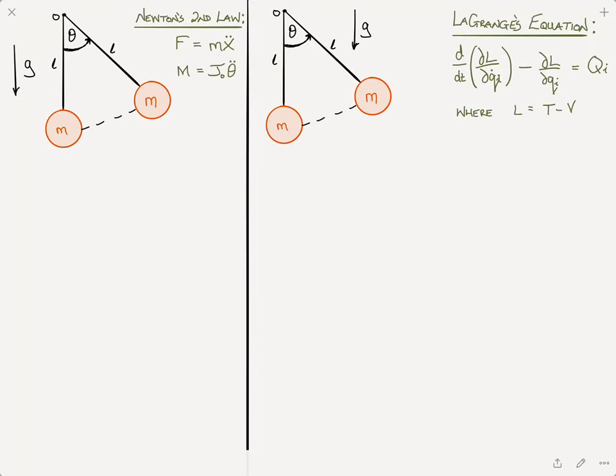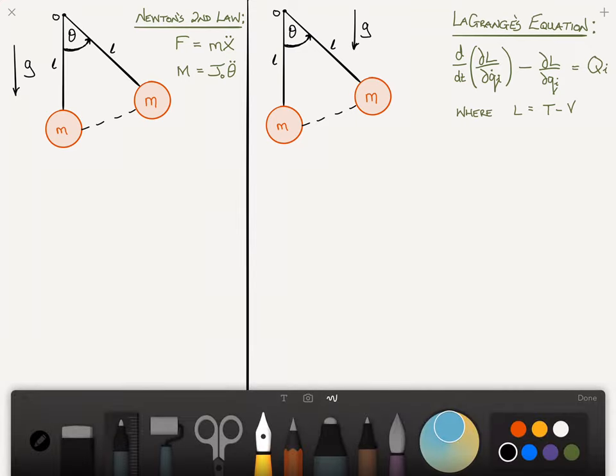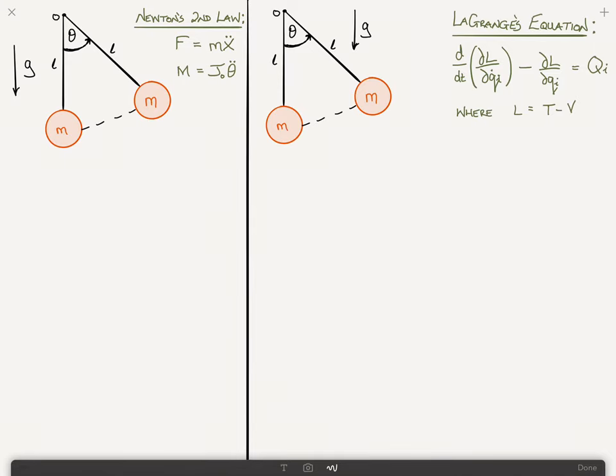In this video, we'll derive the equation of motion for the simple pendulum, and we'll do it using two different methods. The first is Newton's second law, and the second will be using Lagrange's equations, which is an energy principle. So using Newton's second law, we need to do F equals ma, or rather the moment equals J theta double dot, about the point zero, or point O.